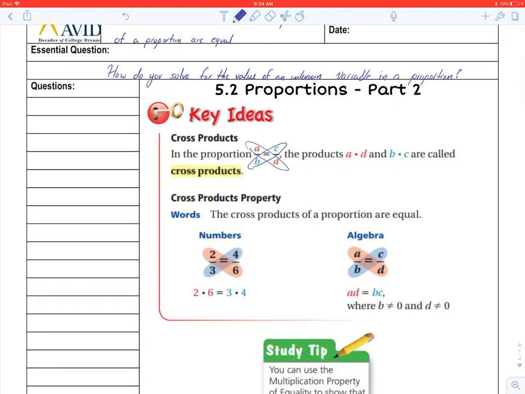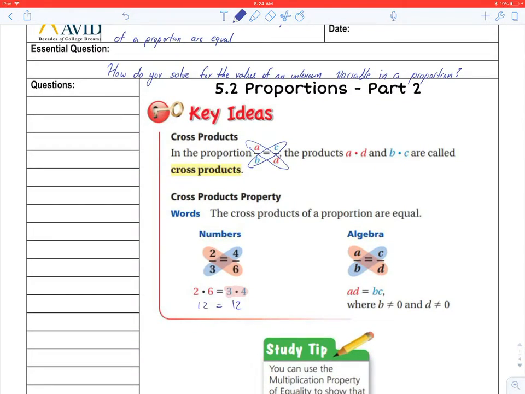So they've got some examples here for us. In this example of 2/3 is equal to 4/6, you can see that 3 times 4 is going to equal 12. And the other cross product, 2 times 6, is also equal to 12. And we know that 2/3 is equal to 4/6 because 4/6 simplifies to 2/3. If those are proportional, meaning they're equal to one another, then their cross products will also be equal to one another, like we have here, 12 is equal to 12, when we multiply the numbers across from each other.